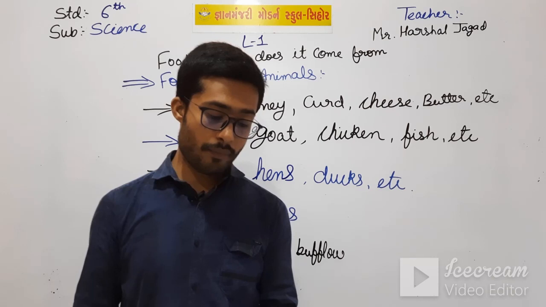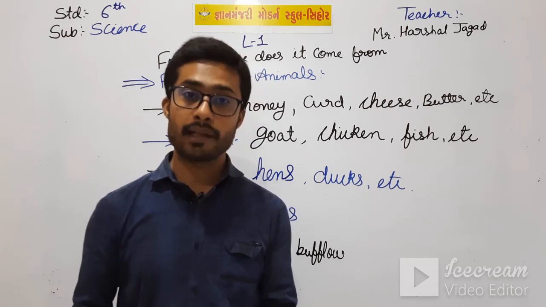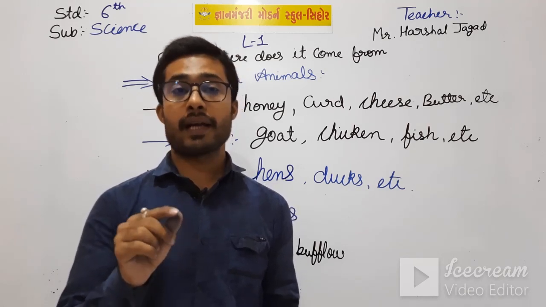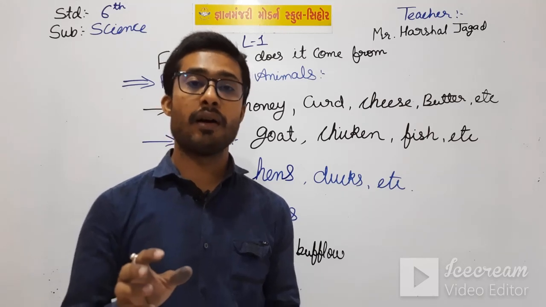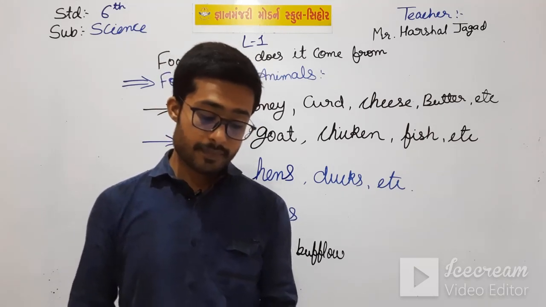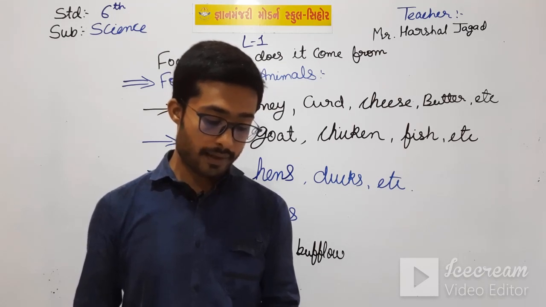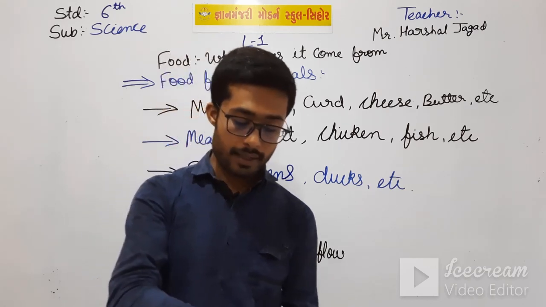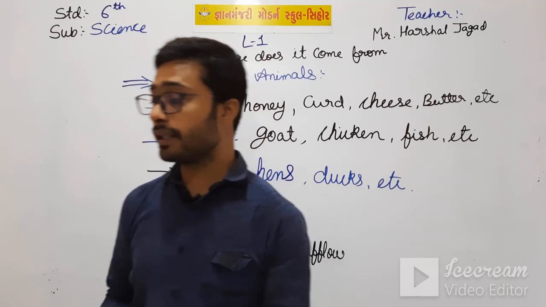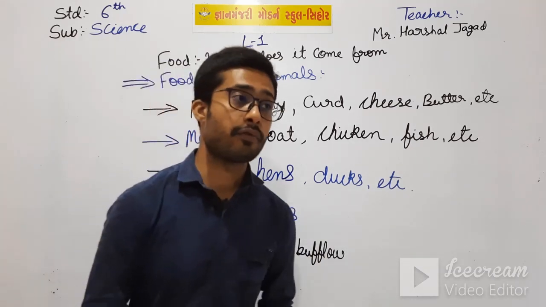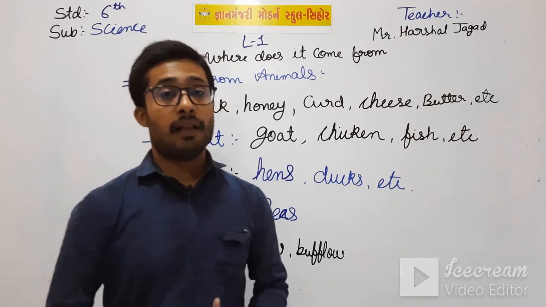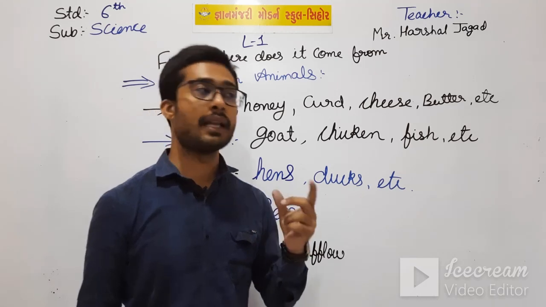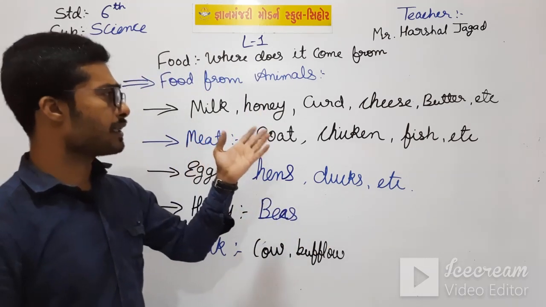We can prepare curd at home by adding a small sample of curd to warm milk. So, if we have to prepare curd, we have to put a sample of curd in hot milk and leave it undisturbed. The sample of curd contains bacteria which turns the milk into curd. Okay. So, in all these things, the food from the animals, like we get milk, honey, curd, cheese, butter, etc.